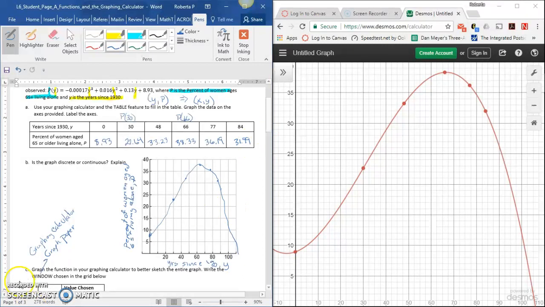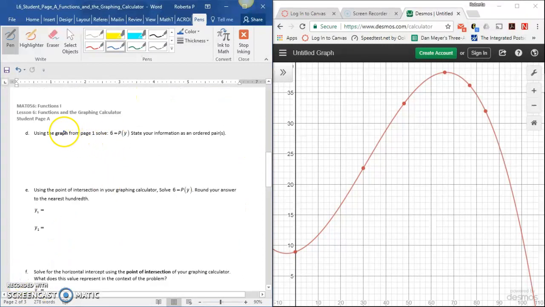So the first thing I want to do is I want to use the graph to answer the question of solve when P equals 6, so this is our percent. So when the percent is 6, what is the input? Or what is the year? So that's what that question is asking.